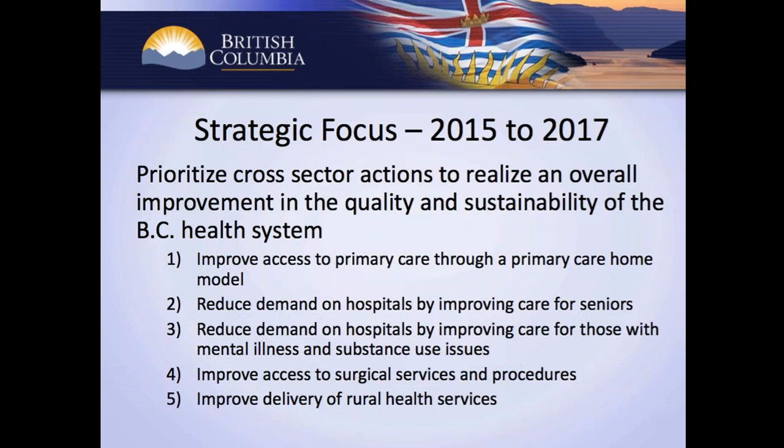The Ministry of Health priorities are, first of all, to improve access to primary care through a primary care home model; reduce demand on hospitals by improving care for seniors; reduce demand on hospitals by improving care for those with mental illness and substance abuse issues; improve access to surgical services and procedures; and fifthly, improve delivery of rural health services.